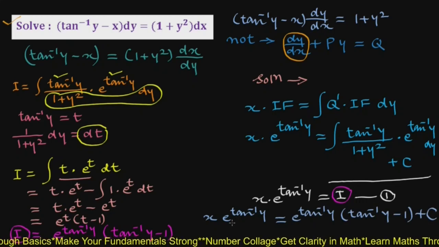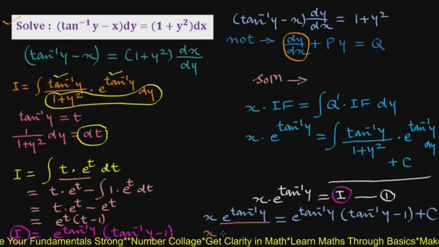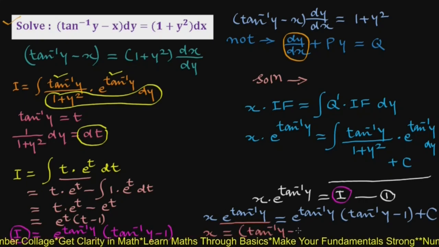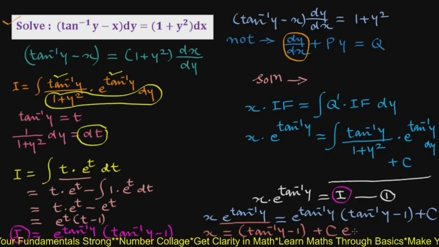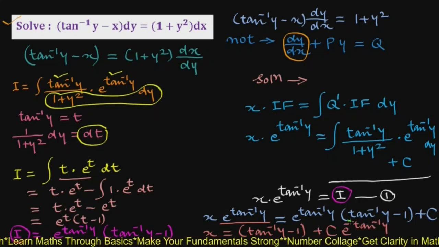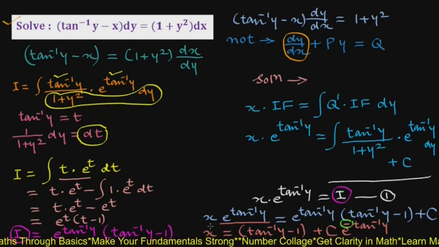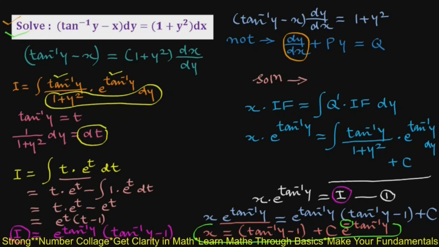Now dividing throughout by this e raised to tan inverse y, we get x equals tan inverse y minus 1 plus c into e raised to minus tan inverse y. Please note this minus sign here. So this is going to be the general solution of this linear differential equation.